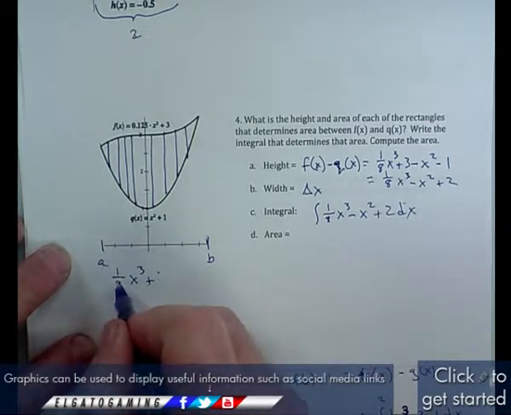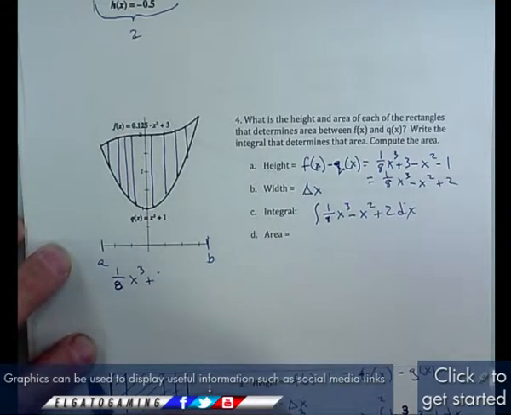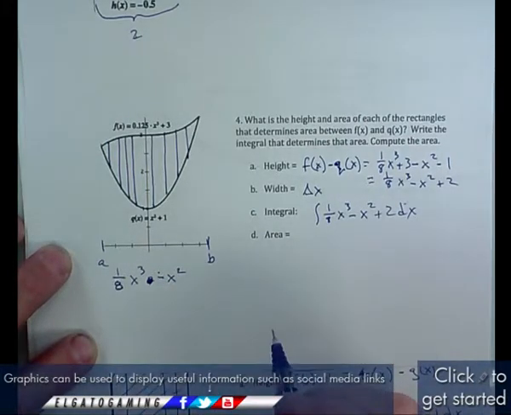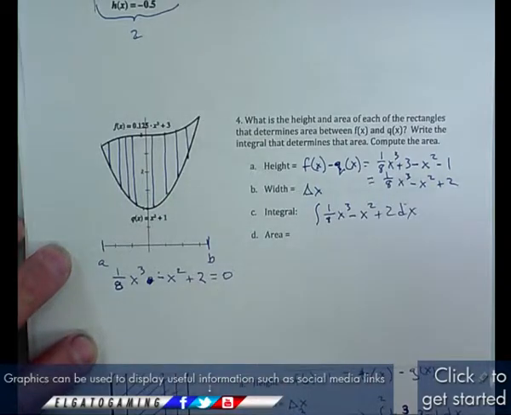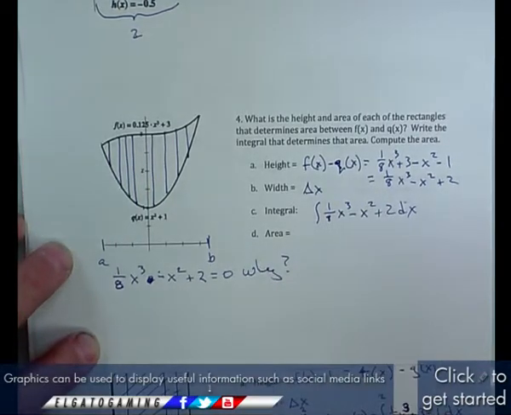1/8 x to the third, I got that, minus x squared plus 2 equals 0. Why? Why? Because that's when the height would equal 0.